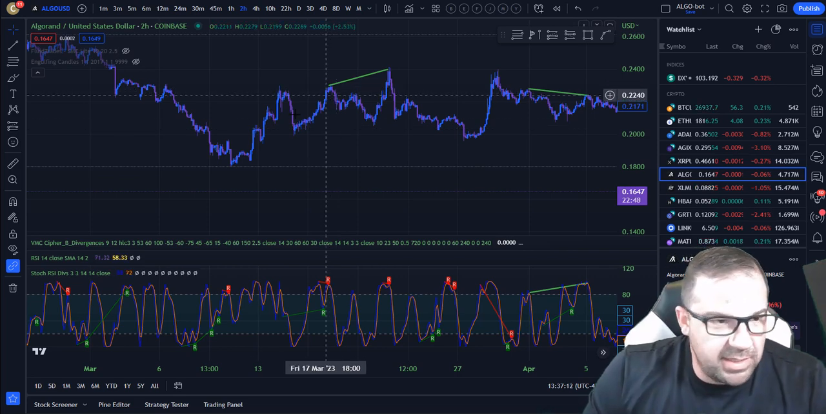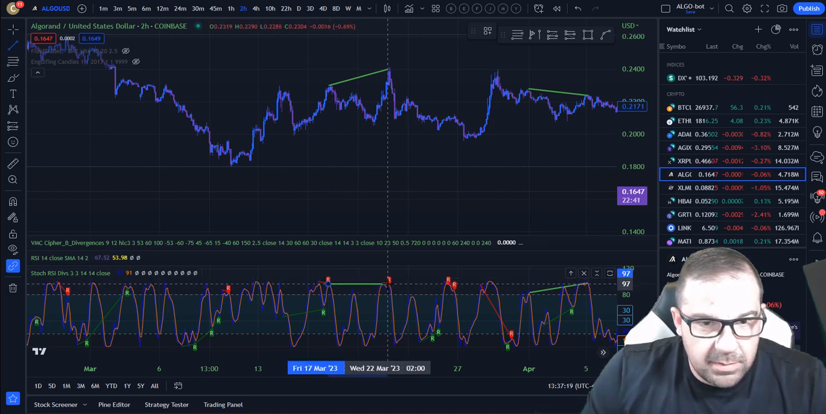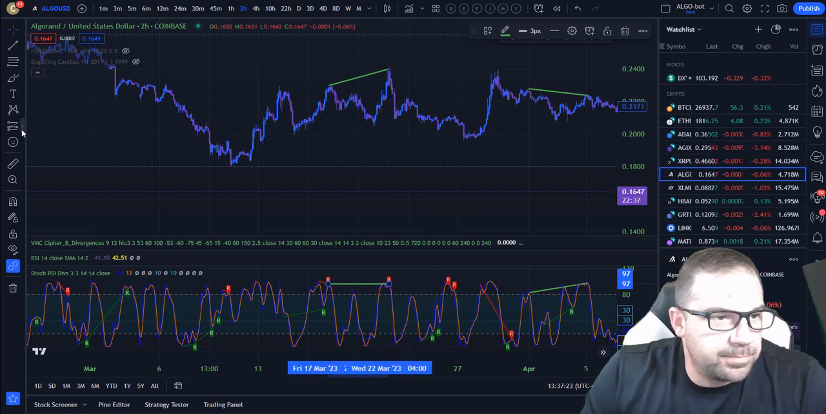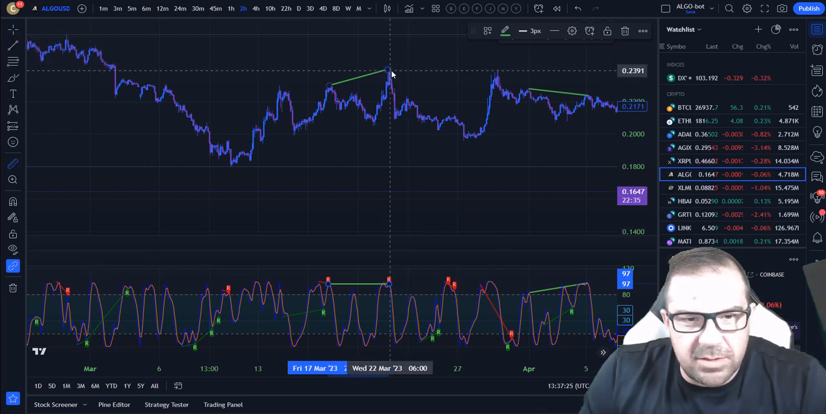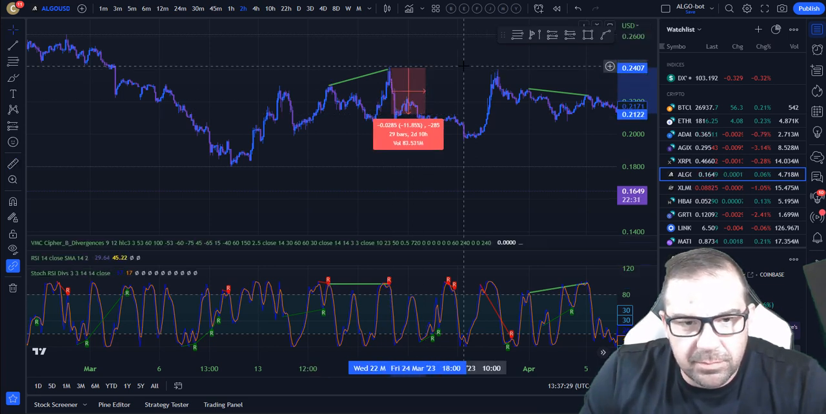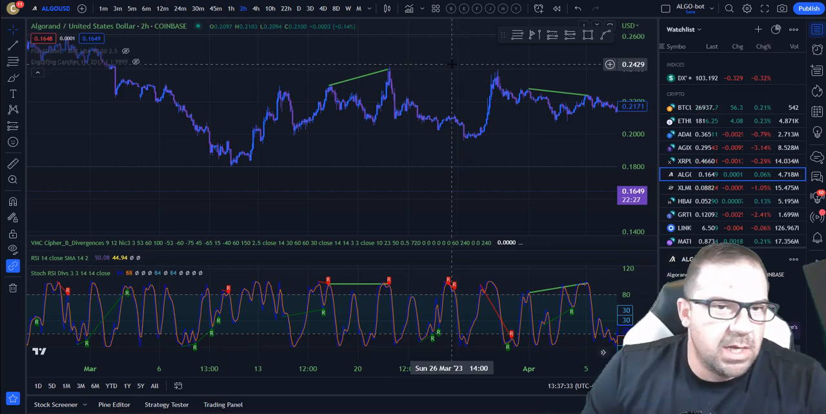And I think we have another regular divergence right here, from here to here. Yeah, there we go. Another regular divergence. Boom. Now these don't always pan out, especially if they're smaller ones. Especially in the smaller time frames, you get a lot of movement.